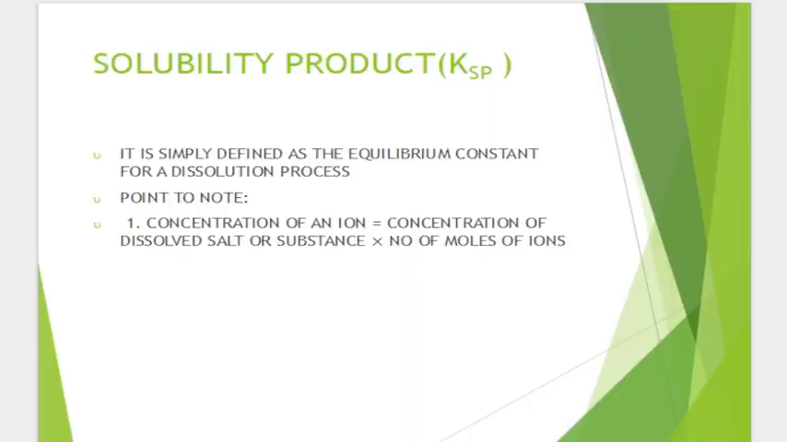Welcome guys to Efiwe Excellence Without Stress, and this is the final part of the study on solubility, and it's known as solubility product. Solubility product is simply defined as the equilibrium constant for a dissolution process. So just have that in mind, that once you are dealing with the equilibrium constant for a dissolution process, what you are describing is solubility product. For you to be able to understand it, you must understand that the concentration of an ion equals the concentration or solubility of the dissolved salt or substance multiplied by the number of moles of ions.